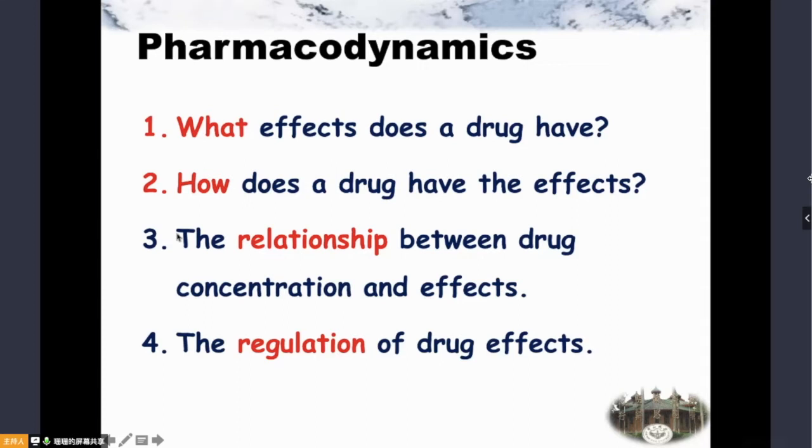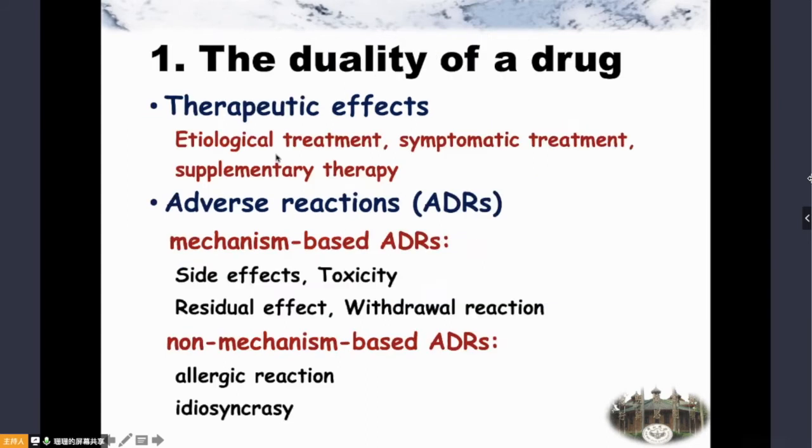So the first one, what effects does a drug have? Any drug has both wanted effects, that is therapeutic effects, and in the meantime, a drug can also have unwanted effects, which are called adverse reactions. So that is the duality of drug effects. For therapeutic effects, there are etiological treatment, symptomatic treatment, and supplementary therapy.